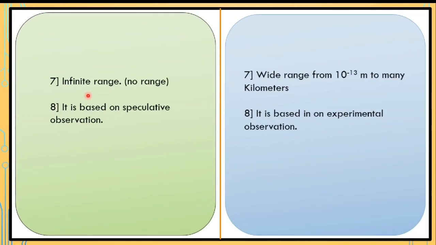The gravitational force has an infinite range. But the Coulombic force has a wide range, from 10 to the power minus 13 meter to many kilometers. Below 10 to the power minus 13 meter, nuclear forces predominate. So beyond the nuclear size, we measure Coulombic forces. The gravitational force is based on speculative observation, but the Coulomb force is based on experimental observation.